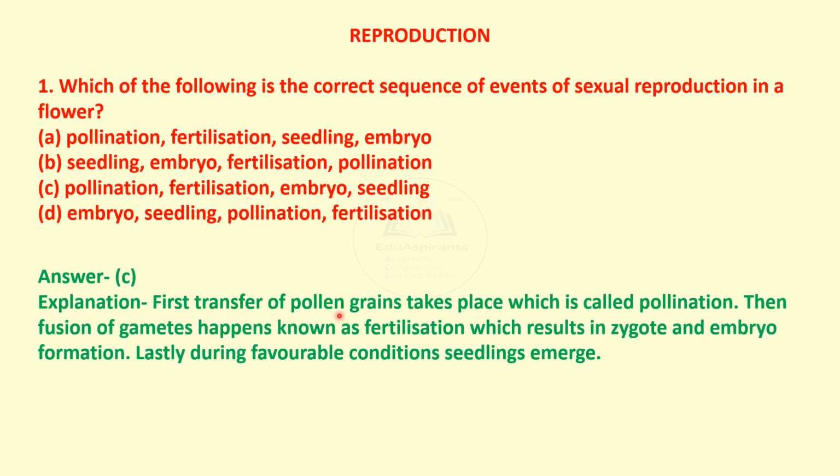First transfer of pollen grains takes place, which is called pollination, followed by fusion of gametes, which is known as fertilization, which results in zygote and embryo formation. Lastly, during favorable conditions, seedlings emerge.